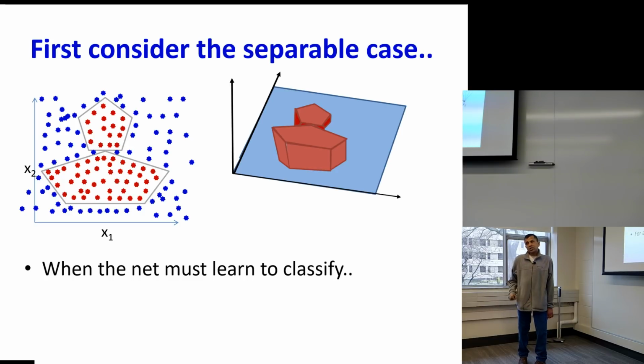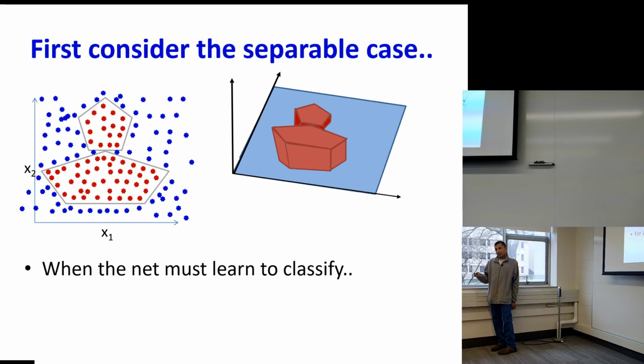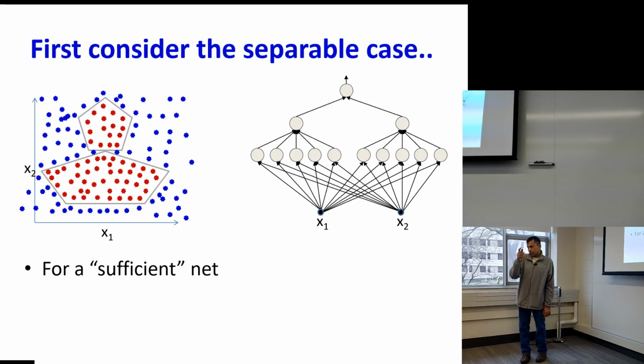If I have a sufficient network, by which I mean a network with sufficient architecture to classify the reds and the blues cleanly, so a network which can actually draw these two polygons. We've seen earlier in class that such a network would have the architecture I have shown to the right. The first layer captures all the lines of the polygons. The second captures the individual polygons, and finally the output ORs the polygons. This is a sufficient network.